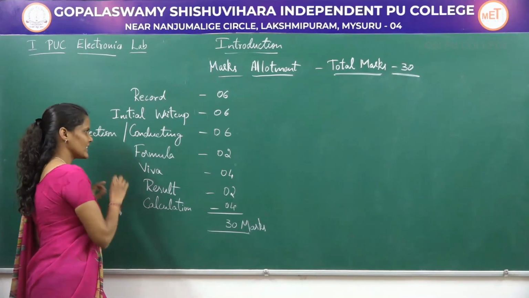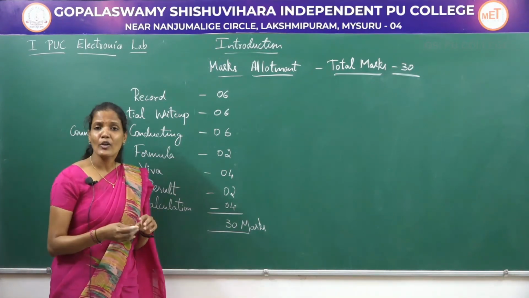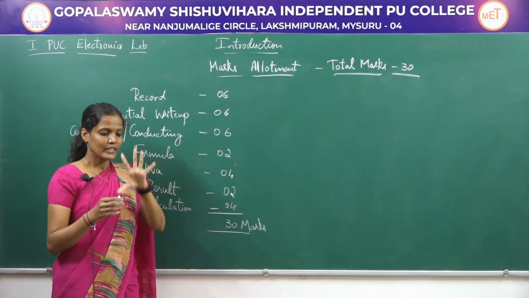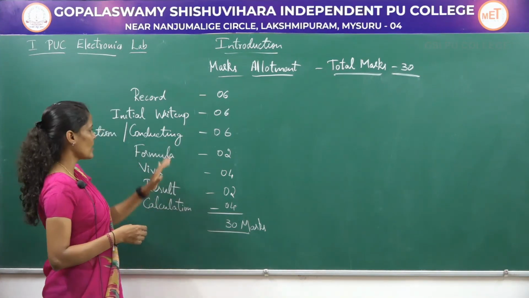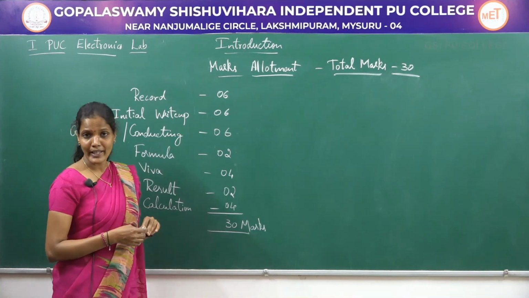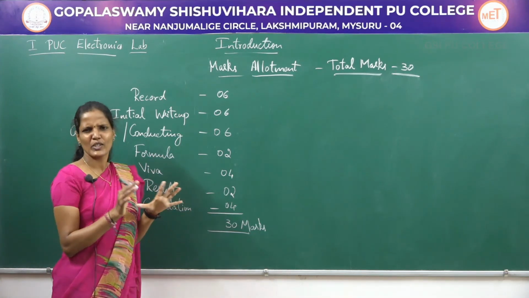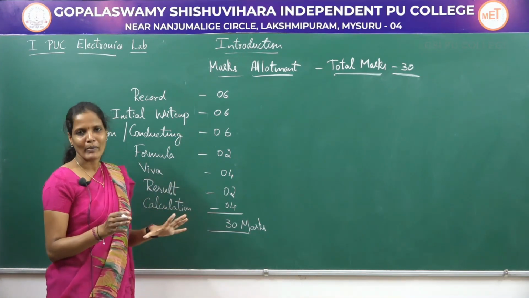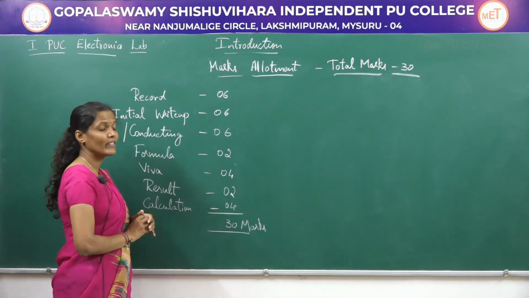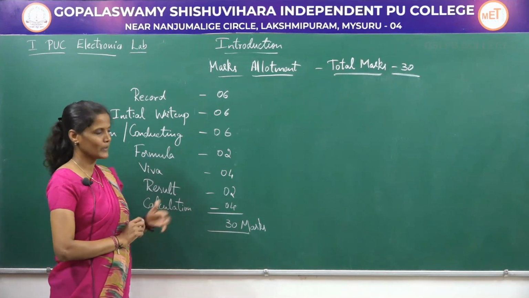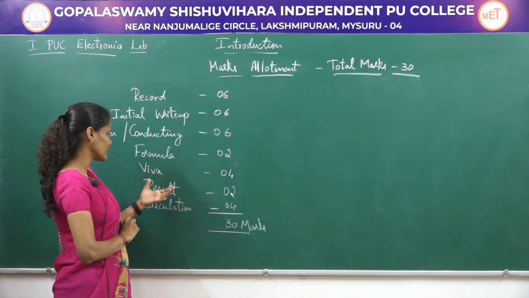And connection and conducting, that is the way you are going to connect the circuit, the way you are going to arrange the apparatus which is given to you. Depending upon that, 6 marks will be allotted. That is, the connections must be simple and very clear. For that, a separate 6 marks will be allotted, and if you are having any formulas in any of the experiments, separate 2 marks will be allotted for that.